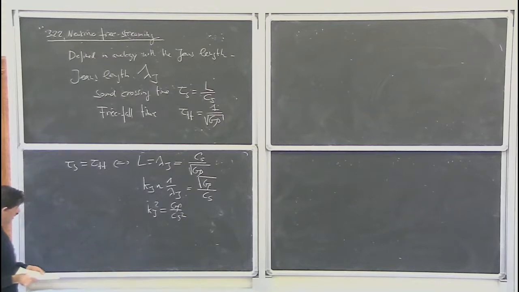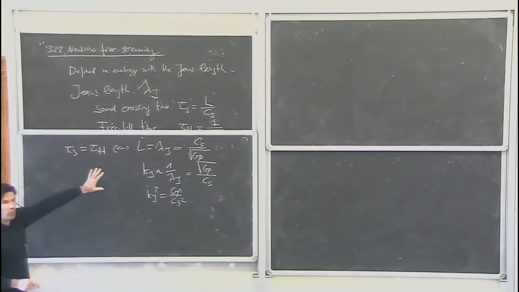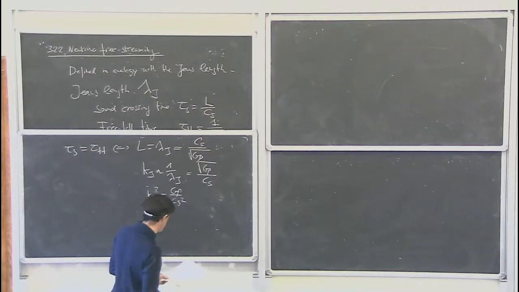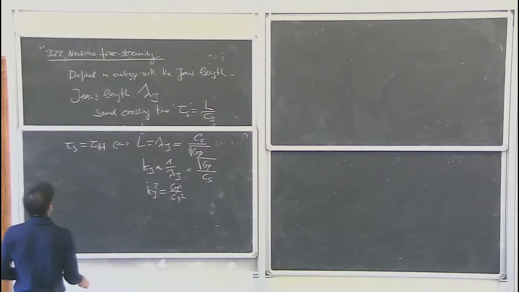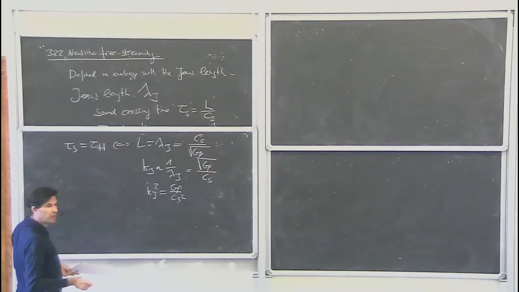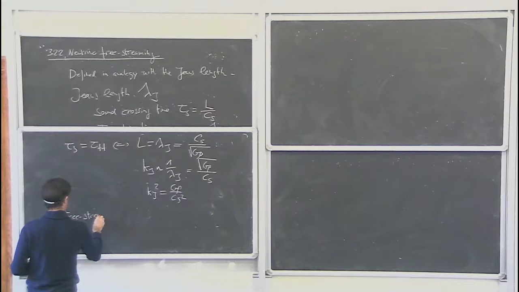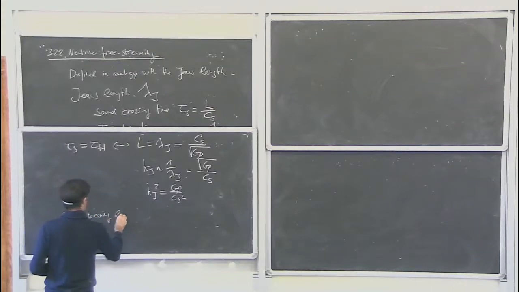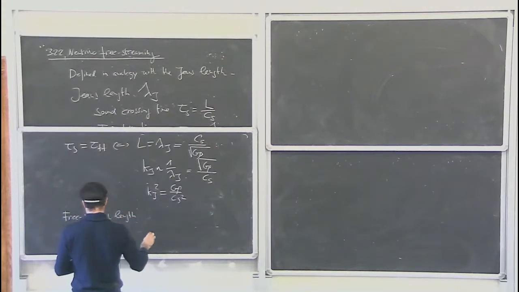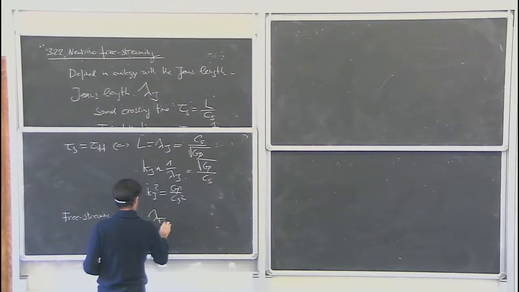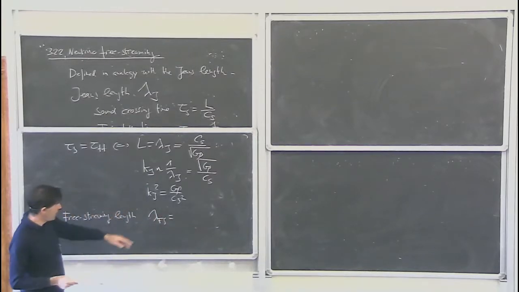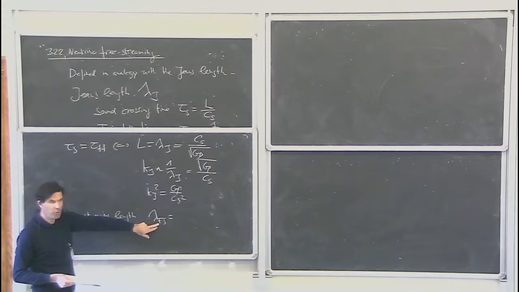So now we basically do the same for neutrinos. We will define a characteristic Jeans scale, but that we call free streaming because there are no collisions. So the free streaming length, we call it lambda fs, and here I will define lambda as the physical, not the co-moving.